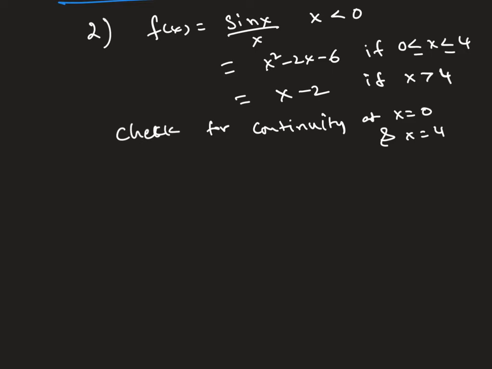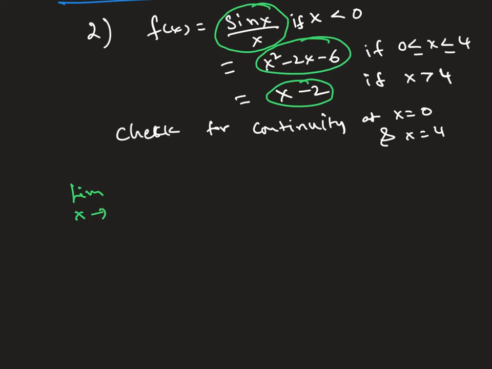We have to verify the continuity of this function at x equals 0 and x equals 4. So this is a piecewise function. We have three pieces here. First piece, second piece, and the third piece. So when we say verify the discontinuity or continuity at a point, you need to find a left side limit, a right side limit, and the function's value.